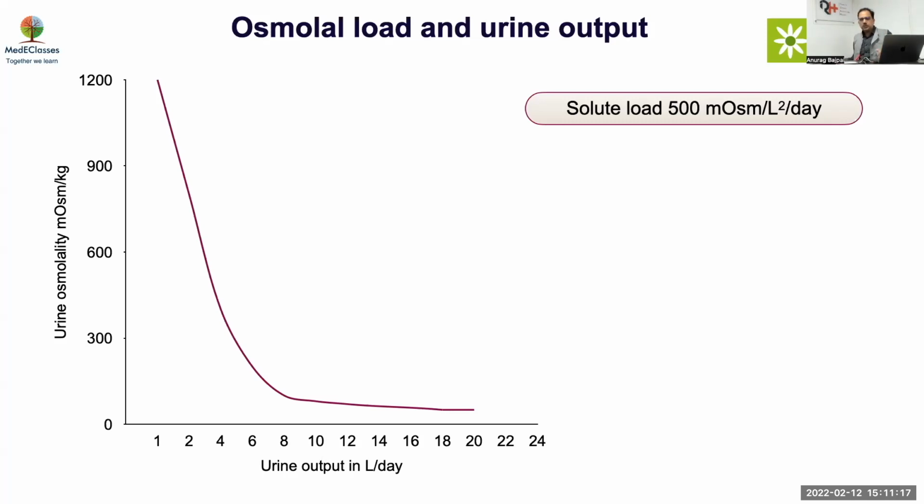and polydipsia. Now, Dr. Vibha, which conditions will present to you with hypernatremia? DI will present to you with hypernatremia. So in DI, the individual's host mechanism is impaired, so that will present with hypernatremia.